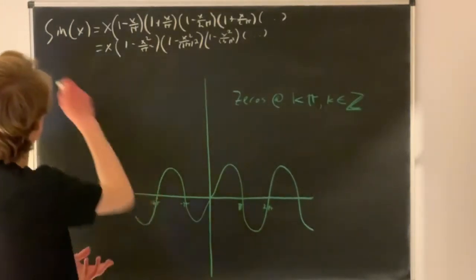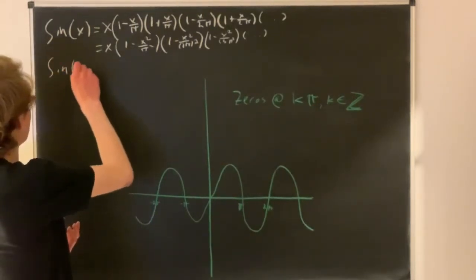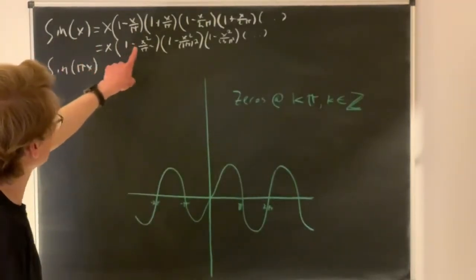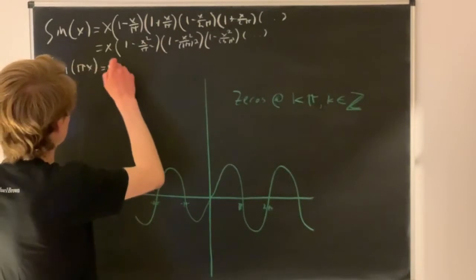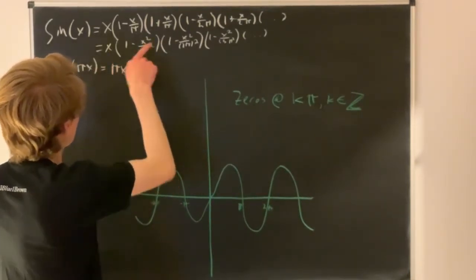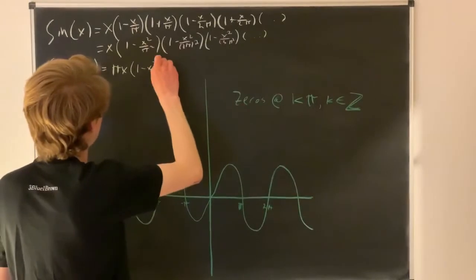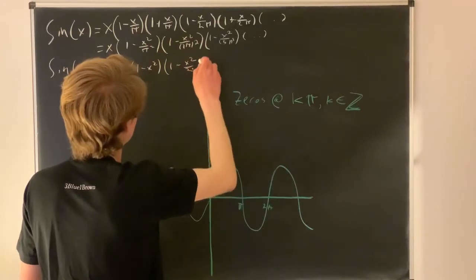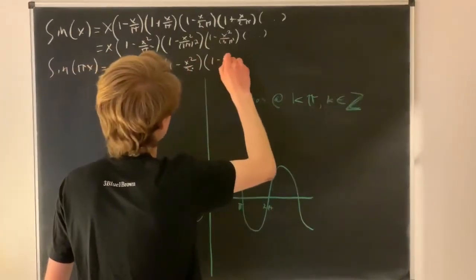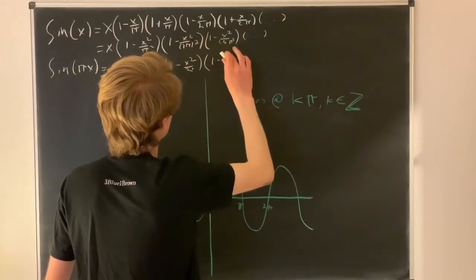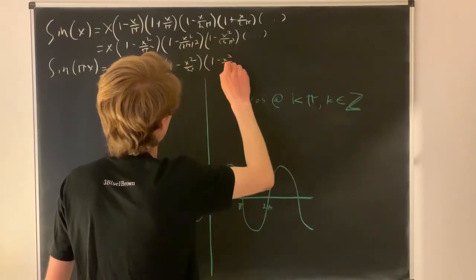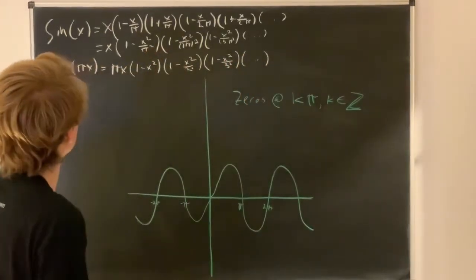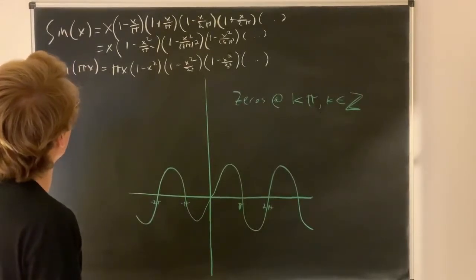So what if we then consider the sine of pi x? So essentially everywhere we see an x here, we're plugging in a pi x. So this would become pi x. This becomes simply 1 minus x squared. This becomes simply 1 minus x squared over 2 squared. And this becomes 1 minus x squared over 3 squared. Again, going on infinitely.